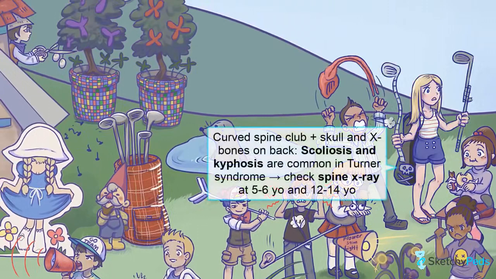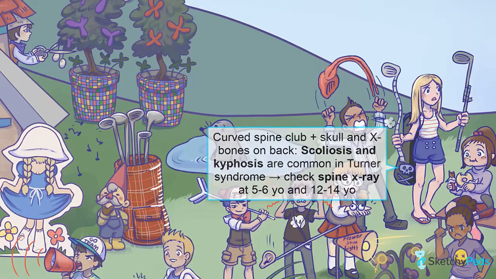Skeletal problems are another area of concern for Turner syndrome patients. Scoliosis and kyphosis, represented by this curvy vertebral putter, are quite common, seen in 20% and 50% respectively. Spine x-rays, represented by the recurring sketchy skull and X-bones, should be done at 5 to 6 years of age and again at 12 to 14 years of age.